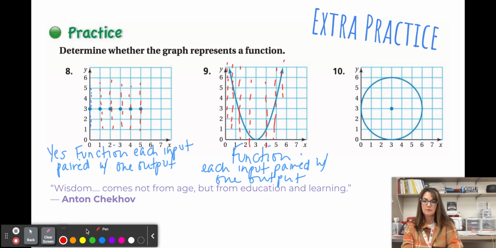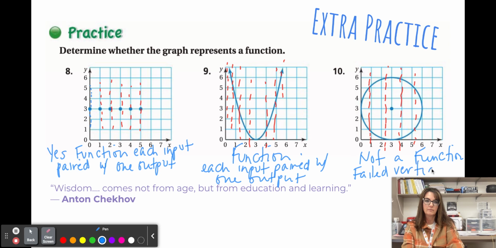All right, try this one. Alert, alert. Hey, it's touching 2 points. Oh no. Houston, we have a problem. Okay, so it failed the vertical line test. Not a function. Right? Because inputs are paired with more than one output.